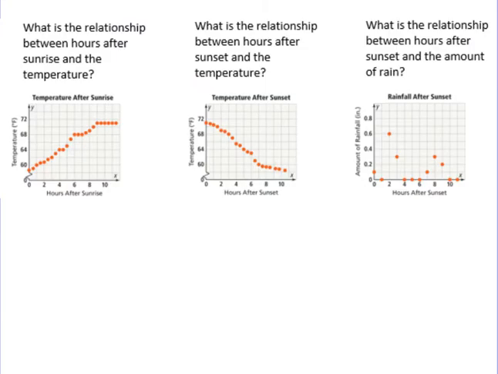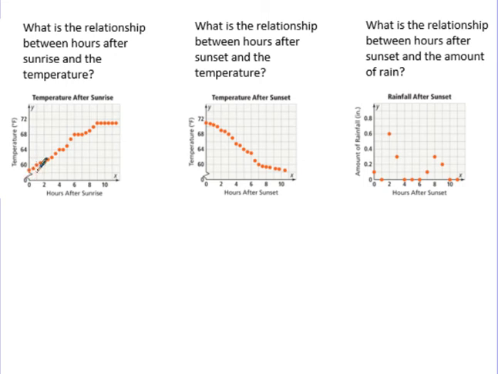So a scatter plot is a collection of data points on a graph, on a coordinate plane. Now with scatter plots, a lot of times it's not going to make an exactly perfect straight line, because the data might be different all the time, but it might still follow a certain trend. So here is an example of a scatter plot, the temperature after sunrise.